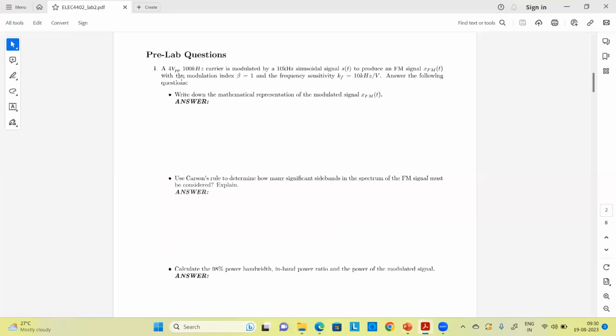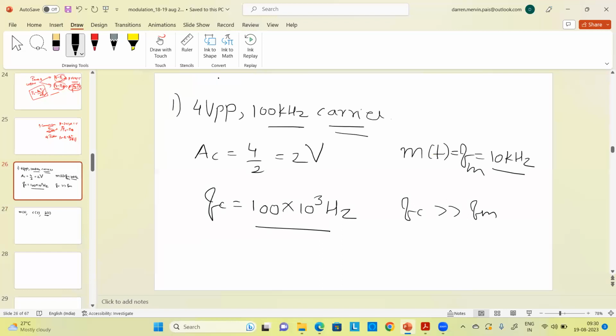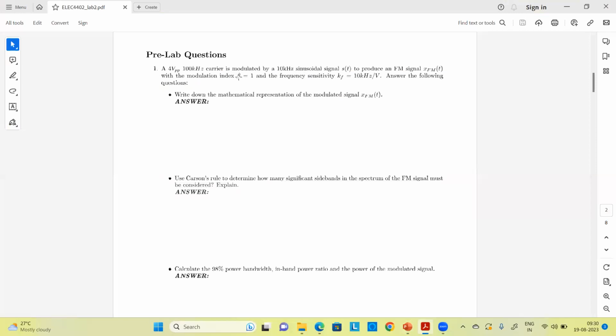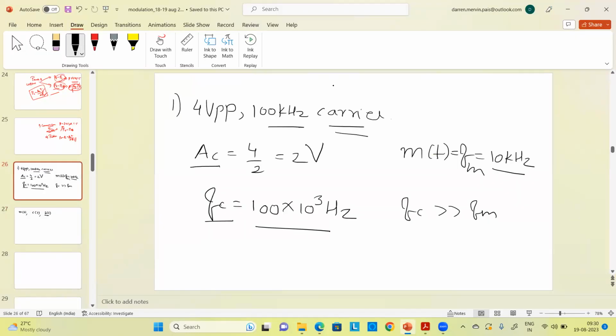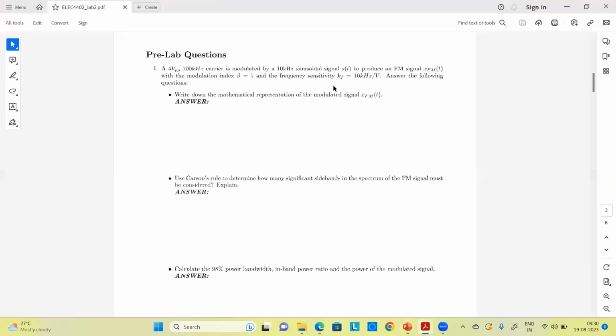Sometimes it is 4-volt peak to peak and 100 kilohertz carrier. So what did I do? I found out the attributes of the carrier, AC and FC. Then it said modulated by 10 kilohertz sinusoidal signal. When I talk about modulated by, that means message signal. You need not refer to the notation. Therefore, M of T or S of T is going to be 10 kilohertz, and FC is much greater than FM. Any doubts till here, Jerry?